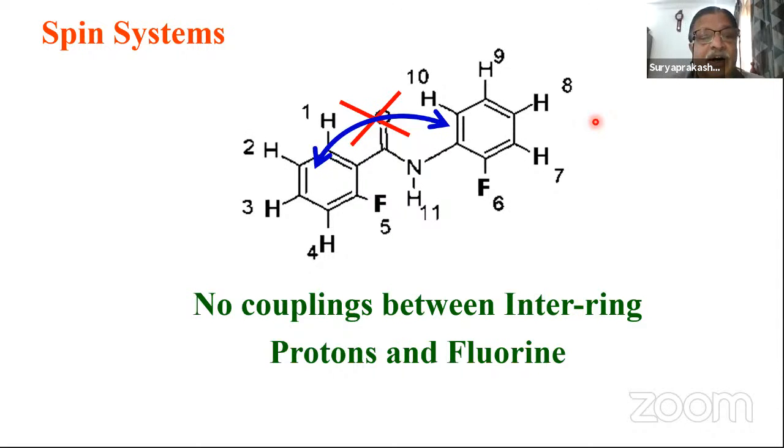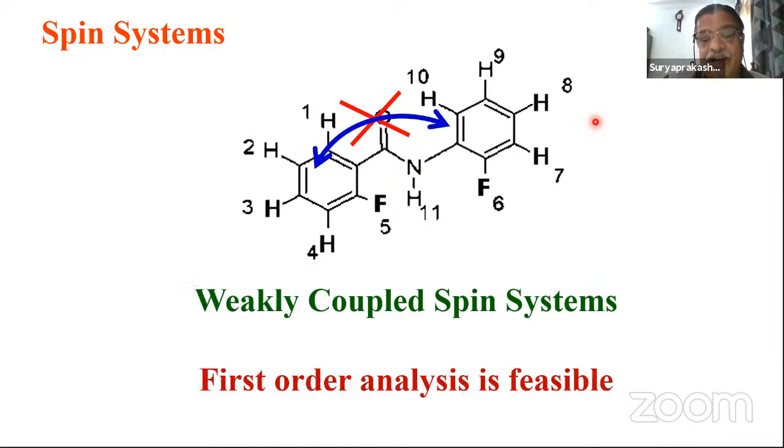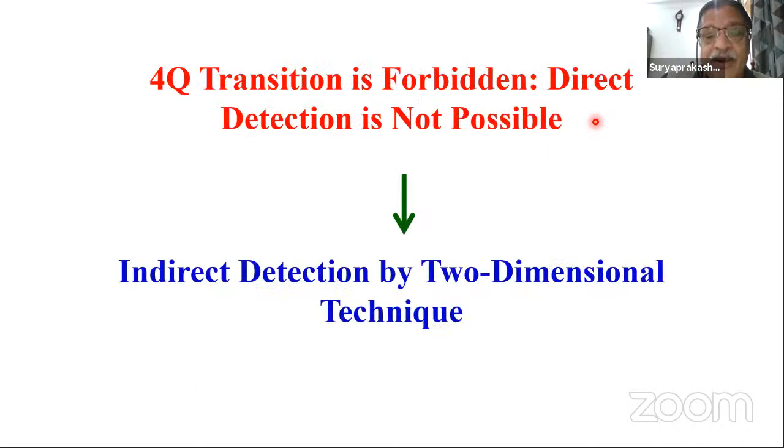There is no interaction at all. They are isolated spin systems. So there are 2 isolated spin systems here. That is the idea which we are going to capture. And when I do that, I can do the first order analysis very, very easily. So what I will do is, I start detecting the 4th quantum transition, which are forbidden, in an indirect way.